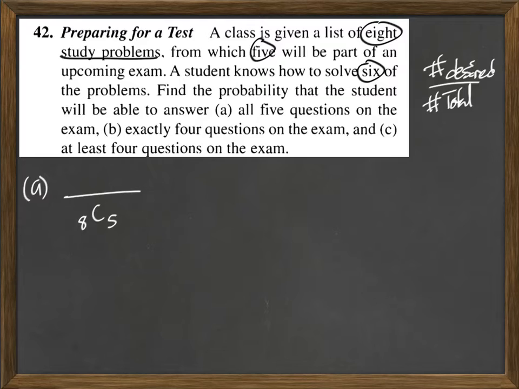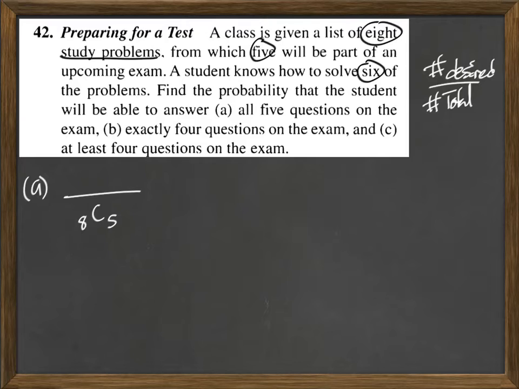And the order of the questions that she chooses doesn't matter, because if she chooses 1 through 5 out of the 8, it doesn't matter if the 4th one is first and the 5th one is second. It's the same test, right? So here, it's very important to note that the order doesn't matter. When order doesn't matter, we're using a combination. Now, if order does matter, we're going to use a permutation. We use permutations and combinations to find the total number of outcomes when we're doing probabilities. So the bottom is 8 choose 5.